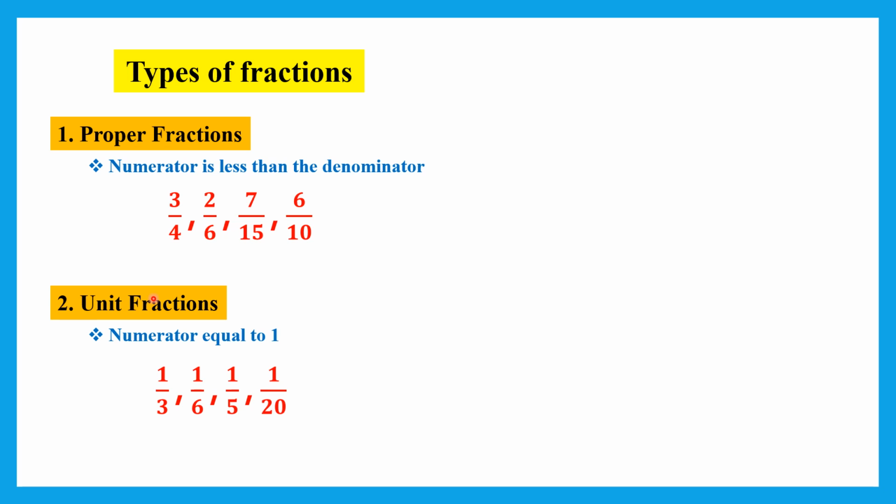I told you a unit fraction is also a proper fraction. Why? The definition of a proper fraction is that the numerator is less than the denominator. Now you can see 1 is less than 3. 1 is less than 6. Likewise, all the numerators are less than the denominators. And if the numerator is equal to 1, that fraction is a special fraction. We call it a unit fraction. Okay. Now we have discussed the proper fractions and the unit fractions.